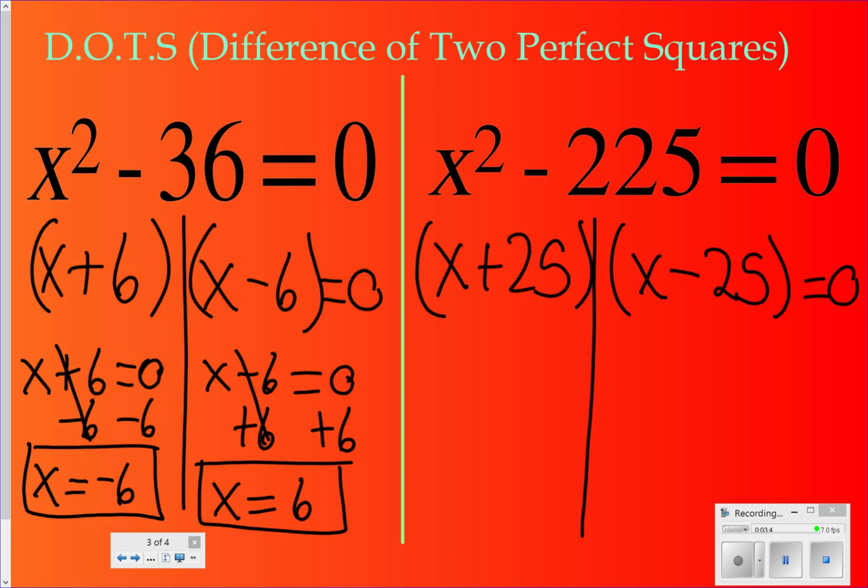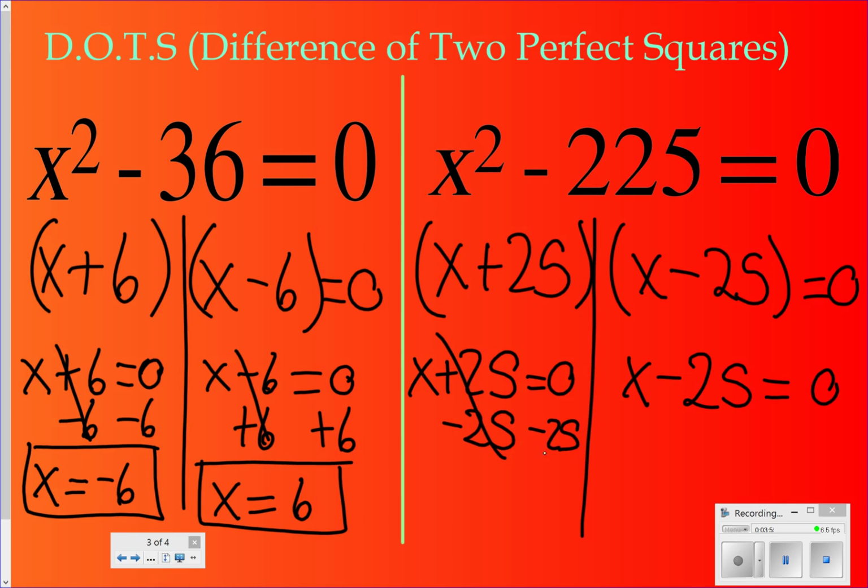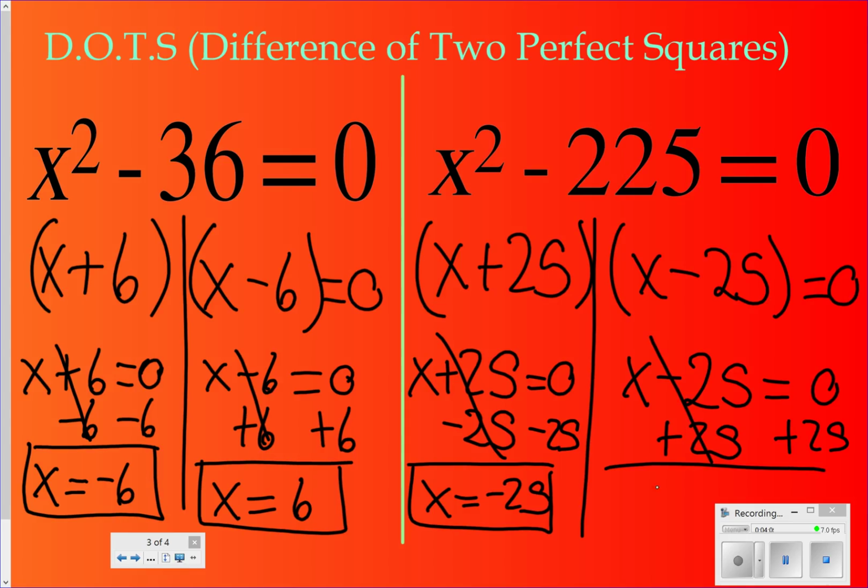Now you're going to split the factors, and you're going to have x plus 25 equals 0, and x minus 25 equals 0. Now you're going to use inverse operations and subtract 25, and that's going to cancel. And then you're going to subtract over here, and you're going to have x equals negative 25 for your first value of x. And then you're going to have plus 25 over here, and that's going to cancel. And then you're going to add 25 again over here, and your value for x is going to be 25. So that is two examples showing you how to solve quadratic equations using difference of two perfect squares.